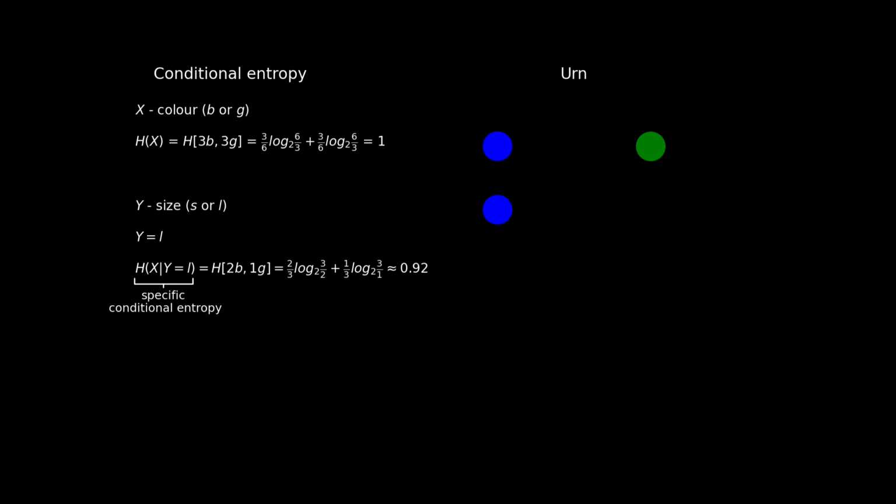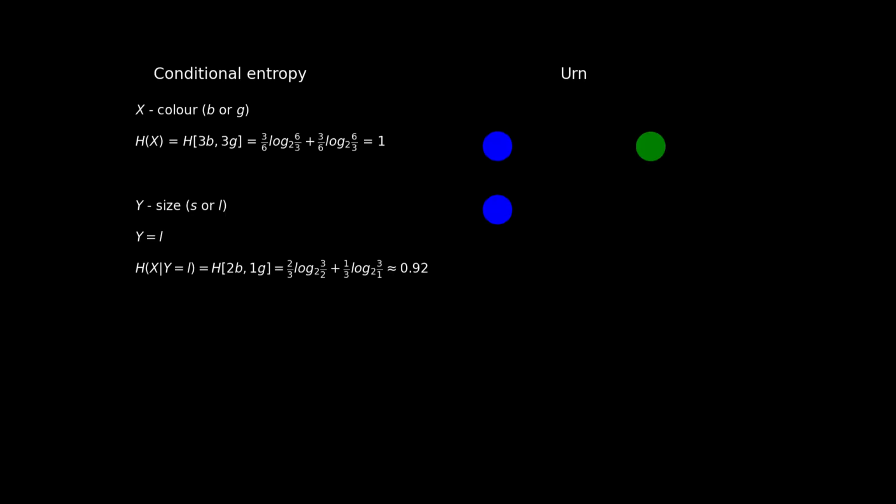This is called specific conditional entropy, since it represents the conditional entropy of x for a specific value of y. Conditional entropy. We can also calculate the other specific conditional entropy, the entropy of color, given that the ball is small, which also happens to be 0.92.